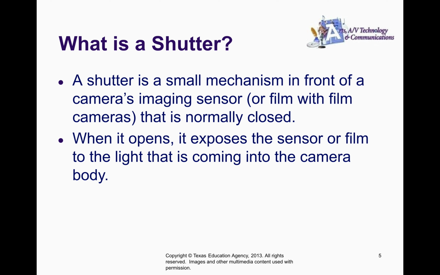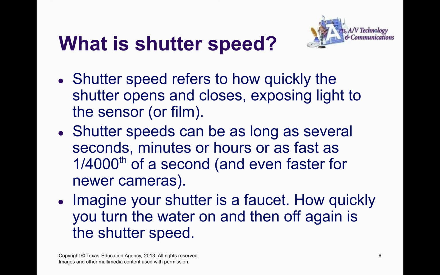What is a shutter? Well, you should know this because we talked about it when we learned the parts of the camera. But it's a mechanism in front of the imaging sensor that opens and closes. It's not the same as the aperture. When it opens, it exposes a sensor, or if we had film cameras, film, to the light that's coming in through the lens and the body.